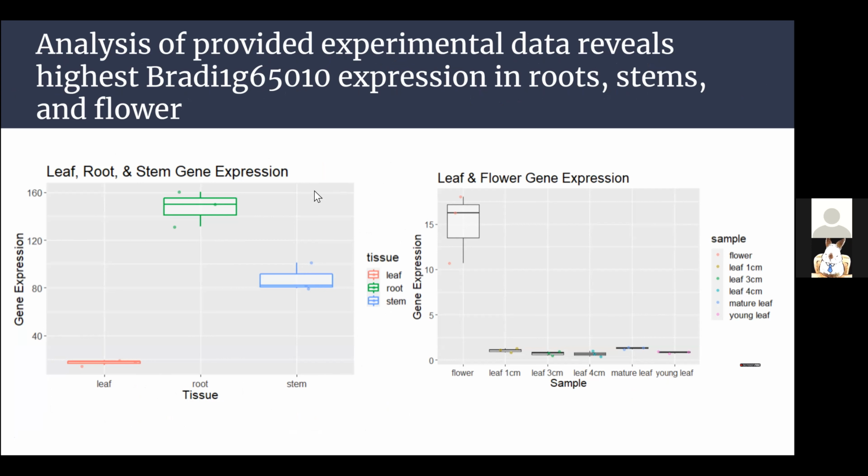So we were able to see highest expression significantly in the roots and stems versus the leaves. And then in the other graph, we see lower expression in the leaves compared to the flower. And so typically a lot of this growth is happening in that first internode, in the stems and in the roots, which supports the conclusion from the literature search that it's involved in the growth and the structure of the actin cytoskeleton.